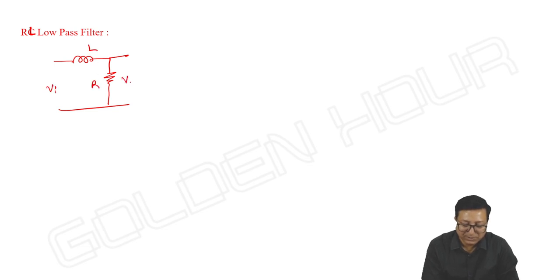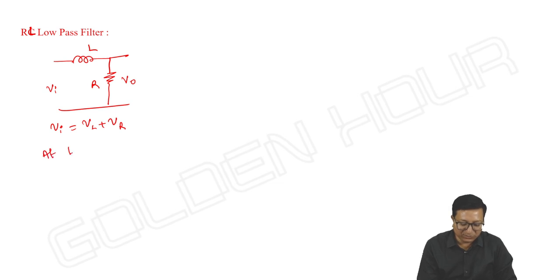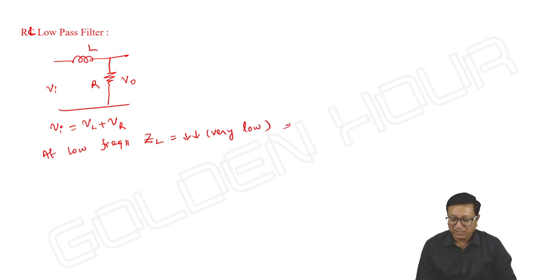How does this circuit appear? Simply an inductor and a resistor, with input and output. So what is its working? Here I can take V input equal to the voltage across the inductor plus the voltage across the resistor. At low frequencies, what happens? The impedance offered by the inductor is very low, or it almost acts as a short circuit, so that the output is approximately equal to the input.